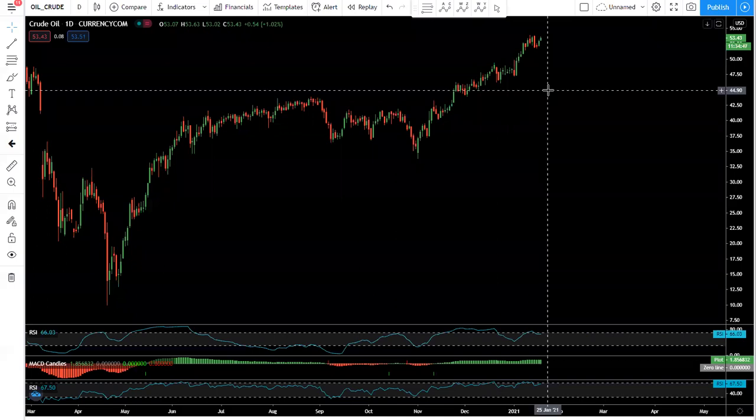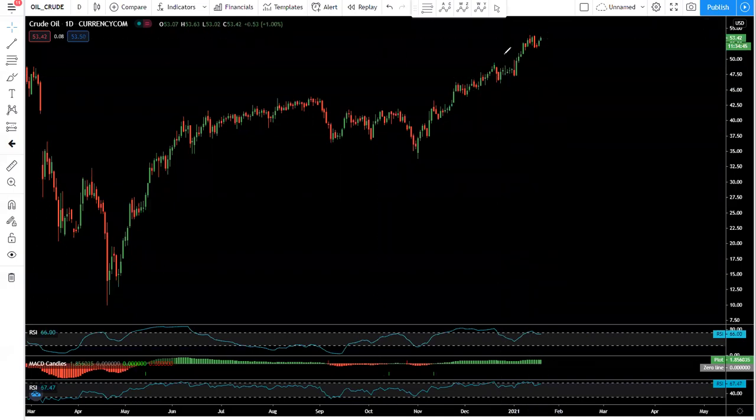Crude oil, we start with the daily chart. Based on the daily chart, we are still within this move. We have no more changes from my last video analysis. We move to the lower time frame.